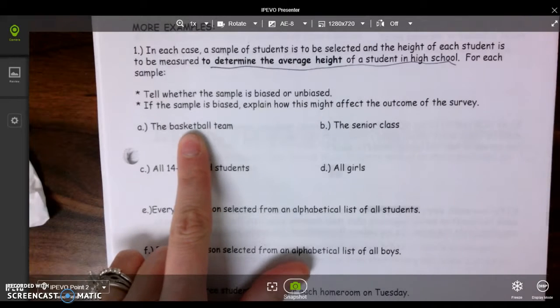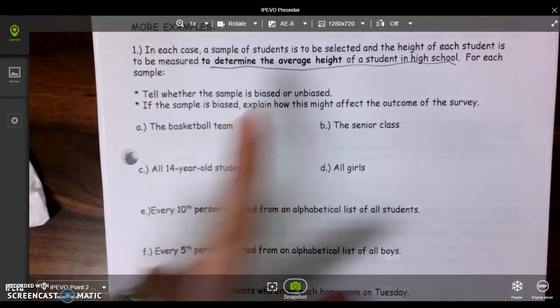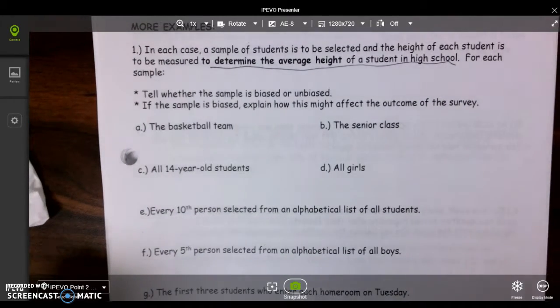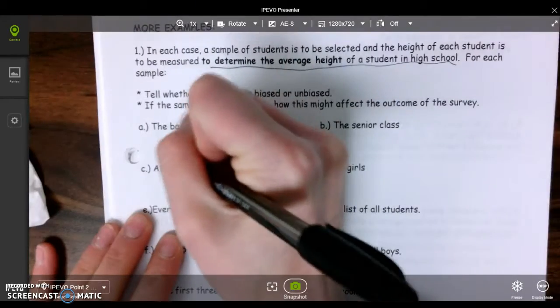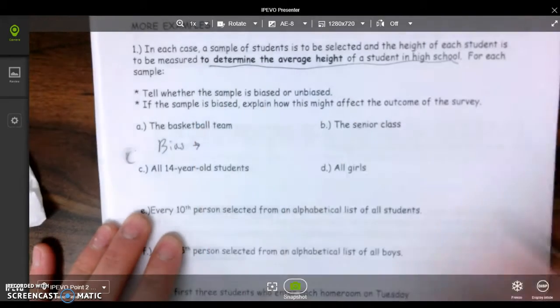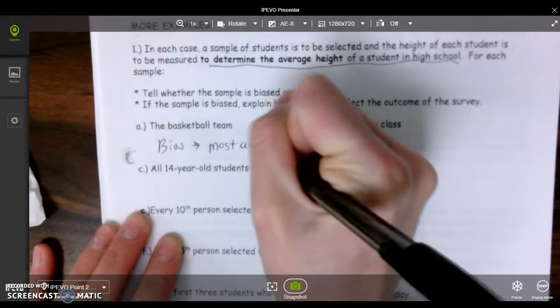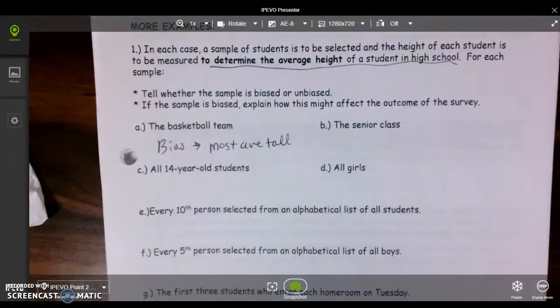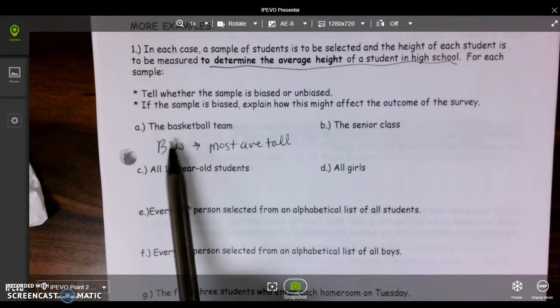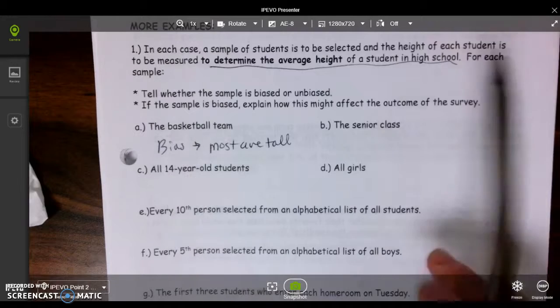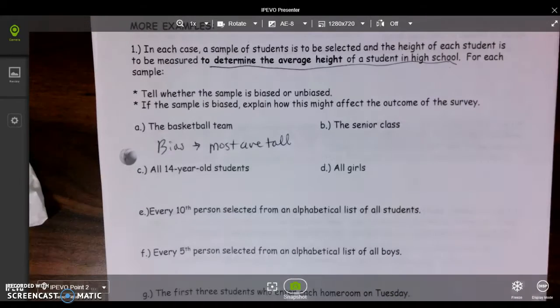If I ask the basketball team their height, is that going to help me determine the average height of a student in high school? The answer is no. This would be biased because what's true about people on a basketball team? They're all mostly tall, right? Now, I'm not saying everyone has to be tall, but most are tall. So this would not be a good sample to collect this data from because they don't represent an average high school student.